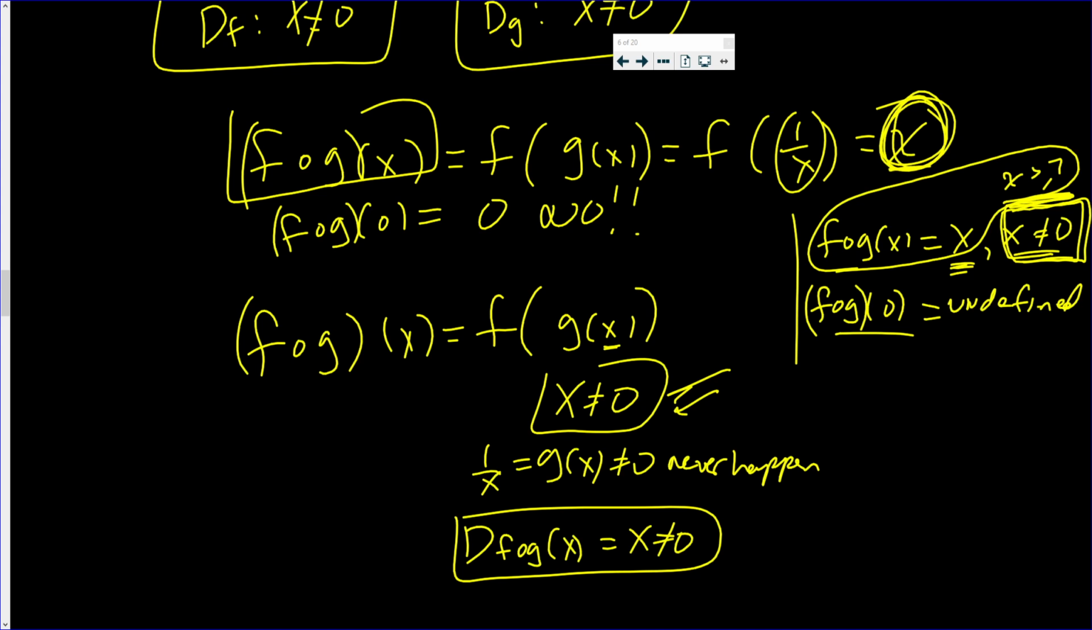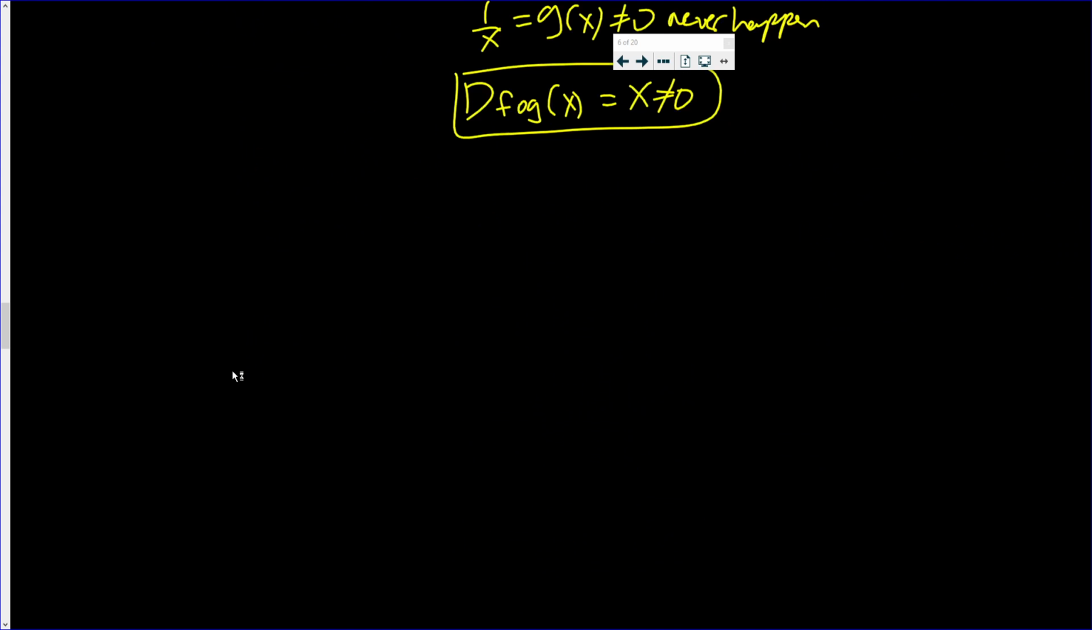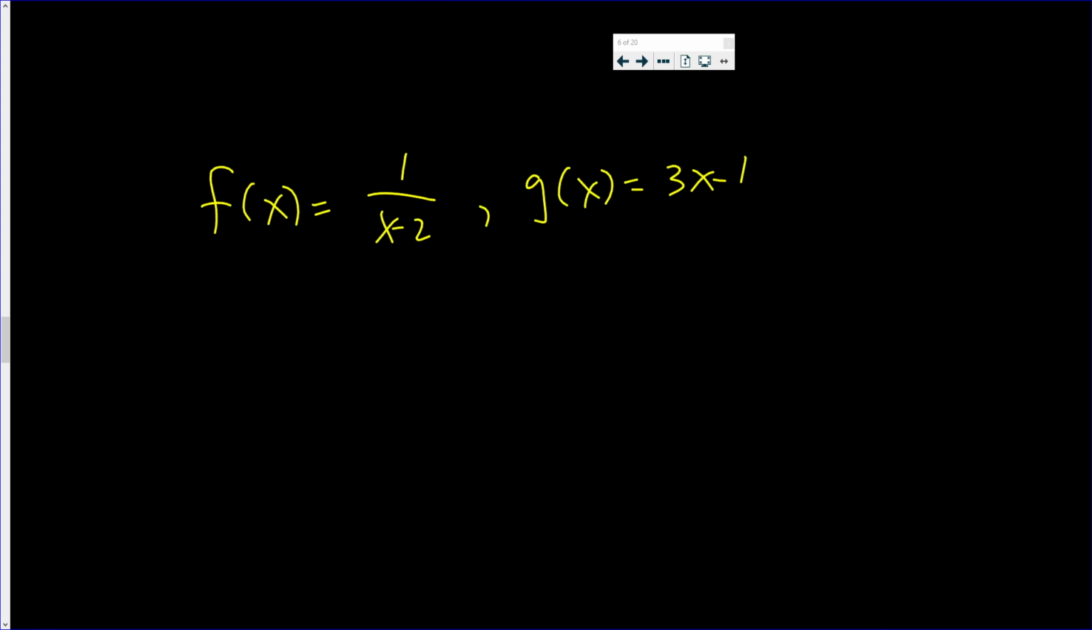Okay, I'm going to do one more problem. This is very important work. Suppose that I tell you f of x is 1 over x minus 2 and g of x is 3x minus 1. What is the domain of f circle g?